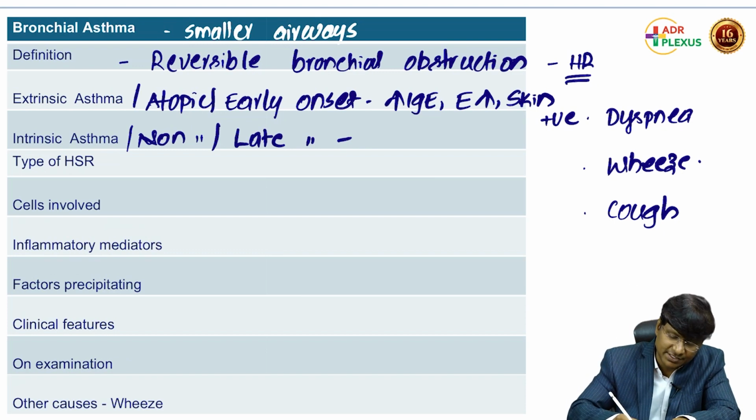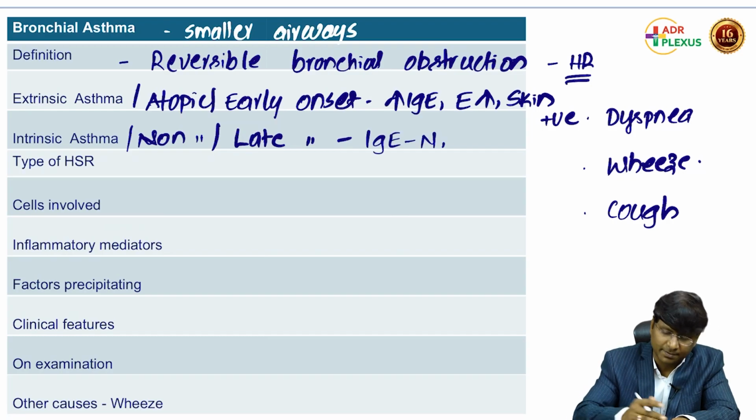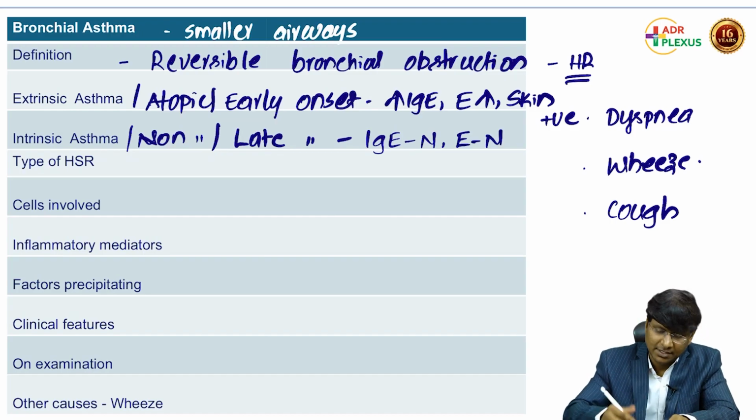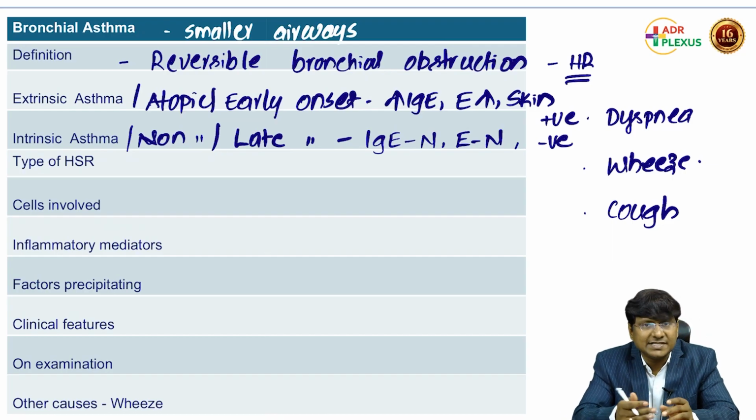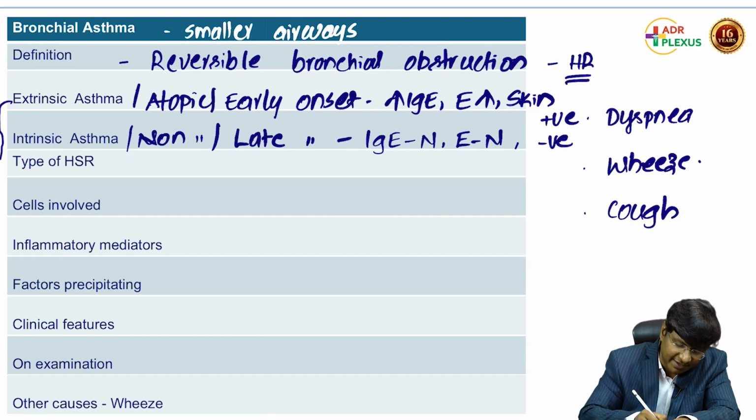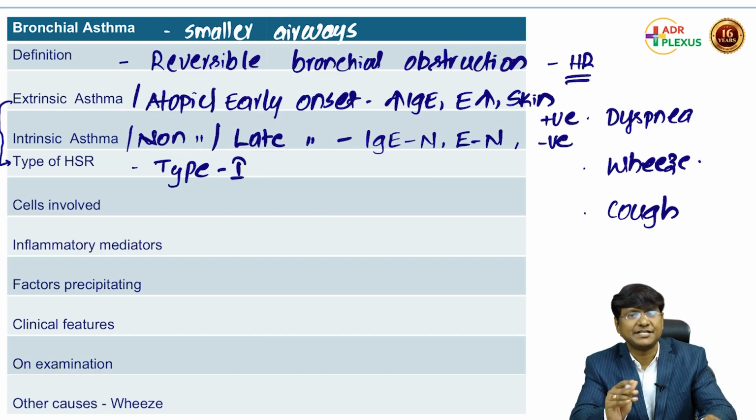And in these individuals with intrinsic asthma, the IgE levels will remain normal, whereas the eosinophils also remain normal, and the skin sensitivity test will be negative. And what is the type of hypersensitivity reaction that you will have in extrinsic asthma? It is a type 1 hypersensitivity reaction. Right, it is type 1 hypersensitivity reaction.